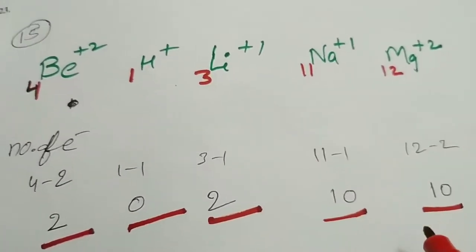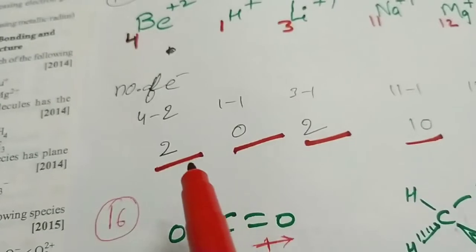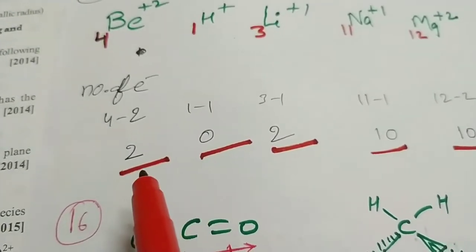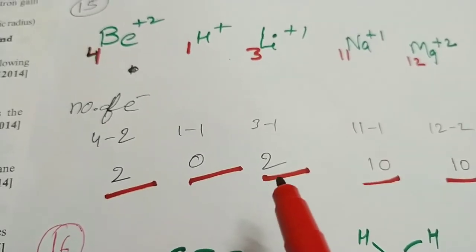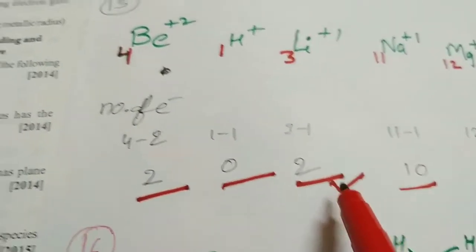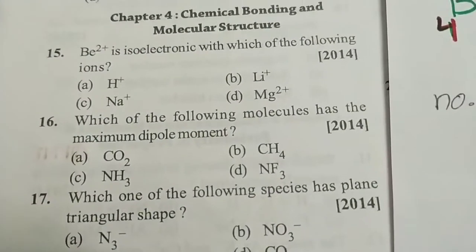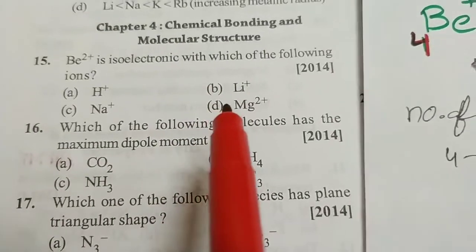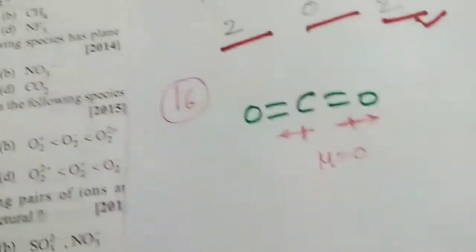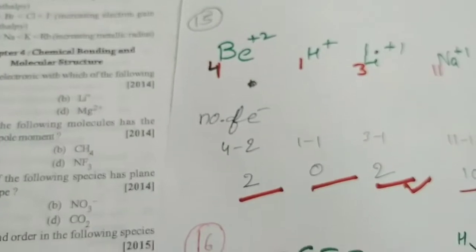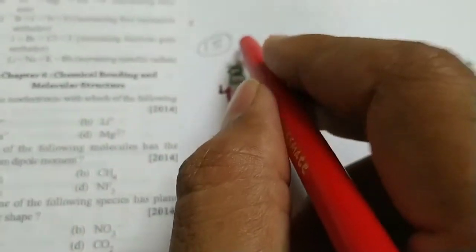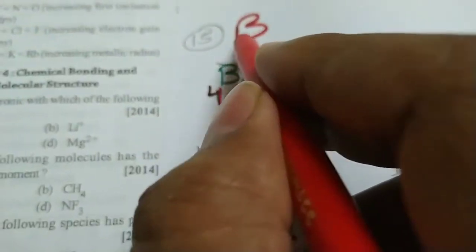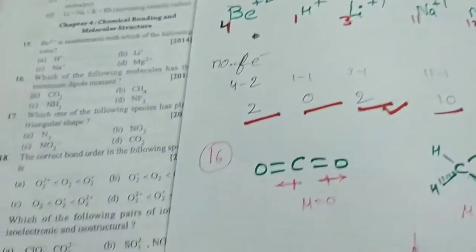Magnesium, 10. Now the question is, whatever number of electrons Be²⁺ has, an equal number means isoelectronic, and that is lithium. That is the explanation. So Li⁺, B is the answer. So the answer to the 15th question is B. Next, 16th.